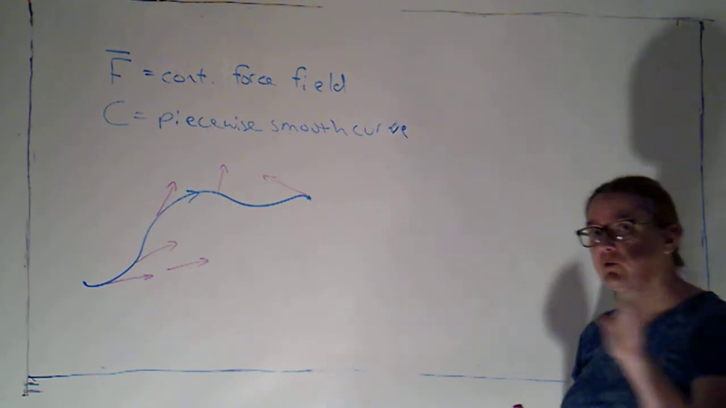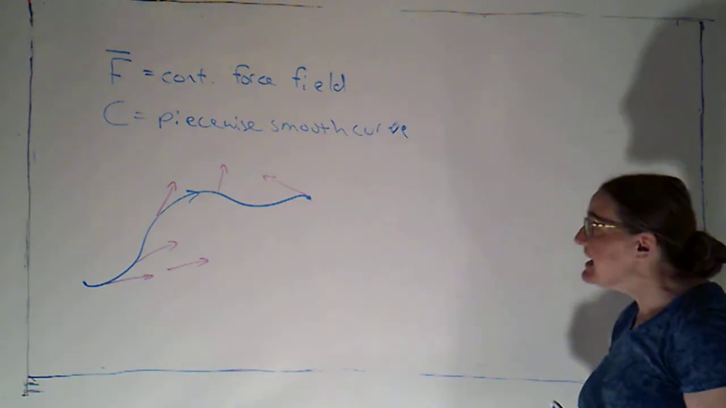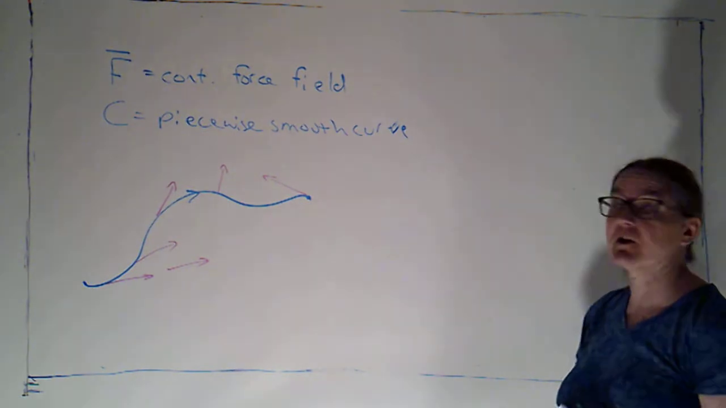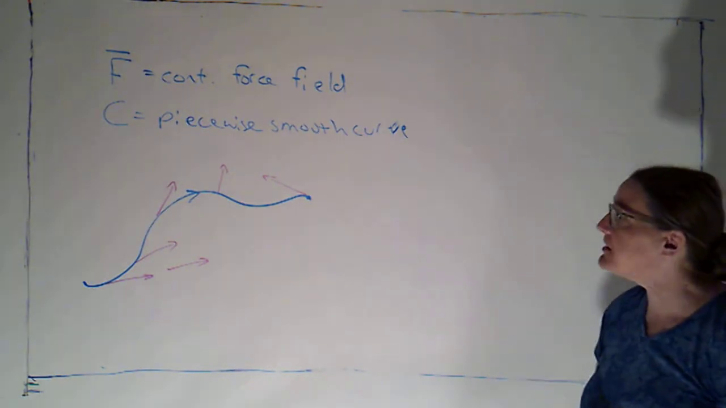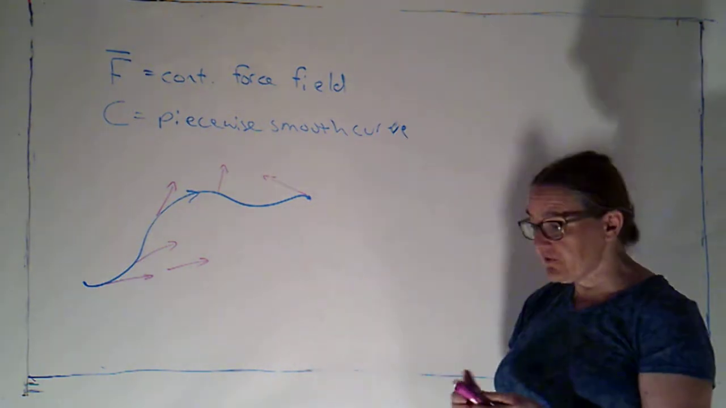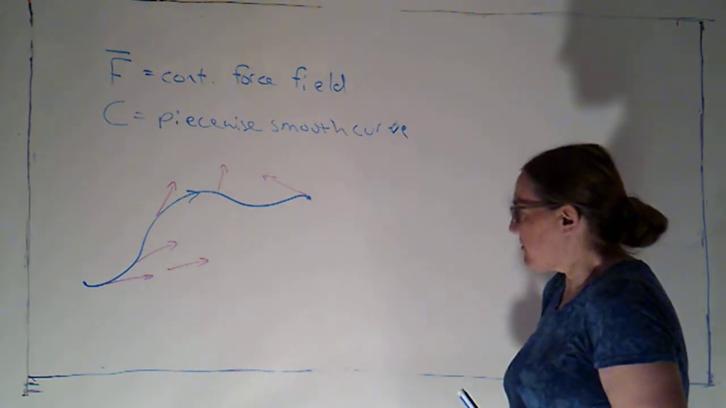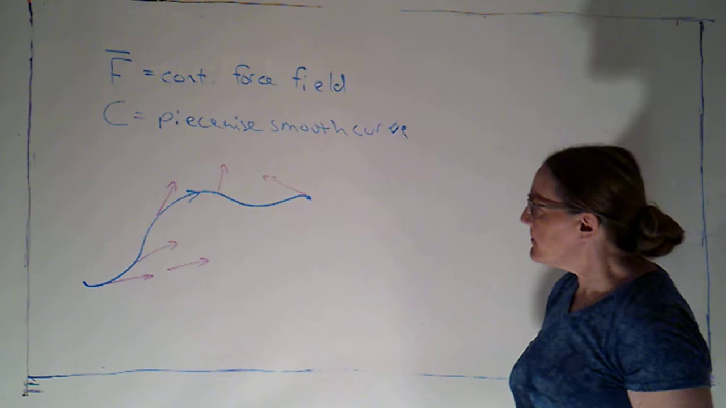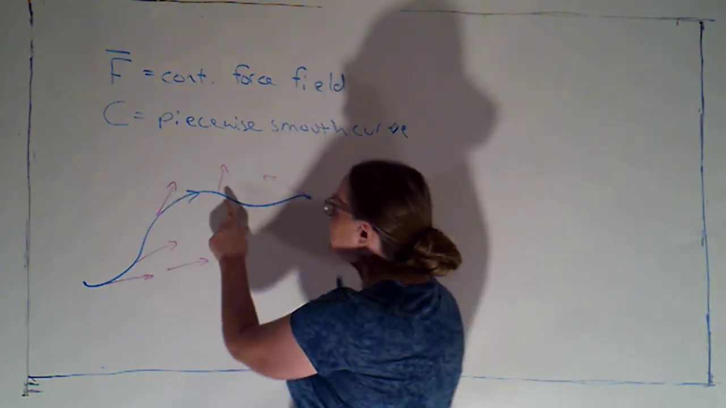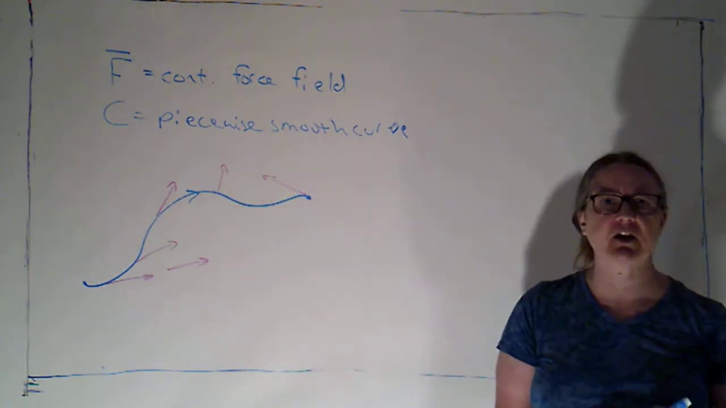So positive work will be when the force field is helping to push the particle along. Negative work would be when the force field is pushing the particle back. And we're going to try to calculate the net amount of work that the force field does on a particle moving along this curve. Okay. So, we're going to have the dilemma that, as you can see, the direction of the force isn't necessarily always going to be quite in line with the direction of the curve.